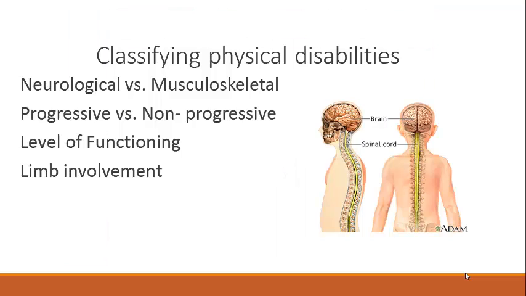Ways of classifying orthopedic impairments or physical disabilities. There are also 4 ways to classify physical disabilities or orthopedic impairments. They are neurological and musculoskeletal, progressive versus non-progressive, level of functioning, and limb involvement. We will take a brief look at each one.